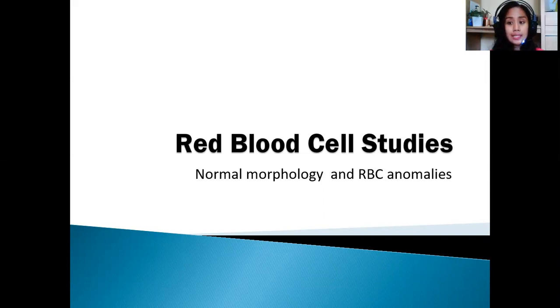And the main topic is RBC anomalies. For you to know these anomalies, let's first talk about the normal morphology, the normal parts of the red blood cell membrane, and the different pathways that are involved. So, don't be surprised that this is not in the handout. I prefer that you take down notes. Our topic for today is red blood cell studies.